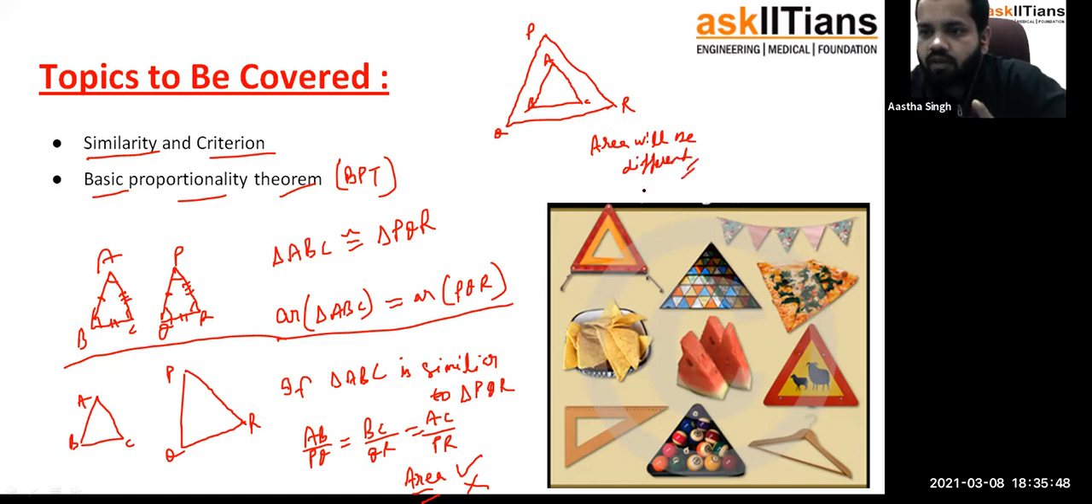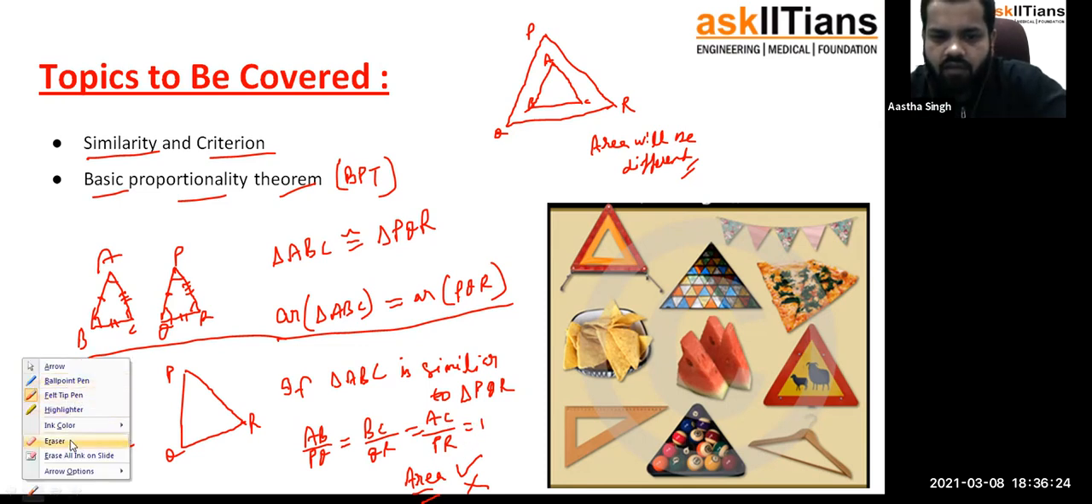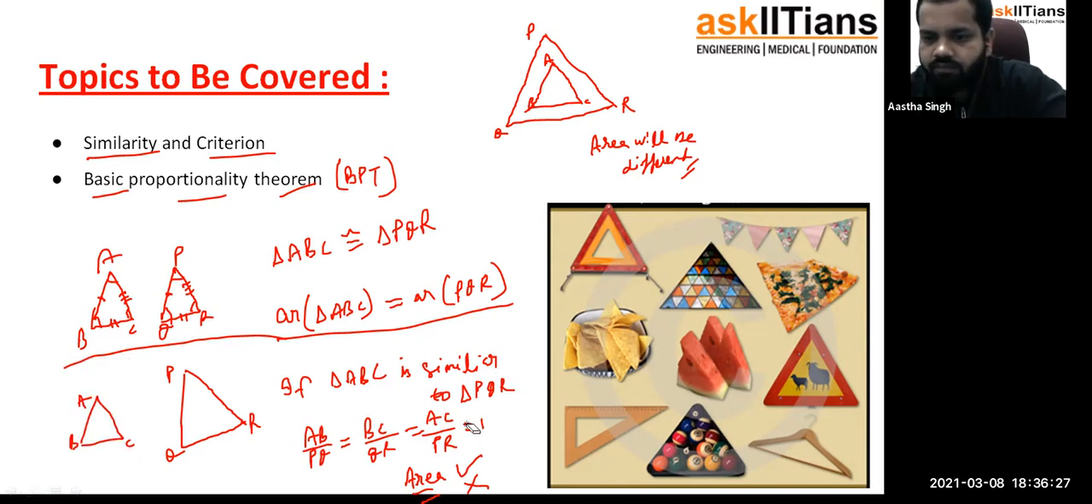Why? Because their sides are proportional, not equal. Okay, so there is a bit of difference between proportional and equal. I think you all got the point. Congruent triangles means they will have each side and each angle equal. In case of similar triangles, they are just proportional. If the ratio is equal to one, you can say these triangles are similar and congruent as well. So the basic point is that similar triangles do not necessarily have their areas equal, right?